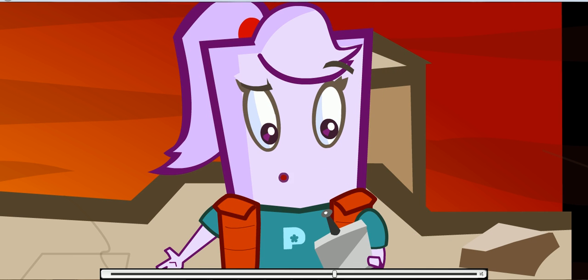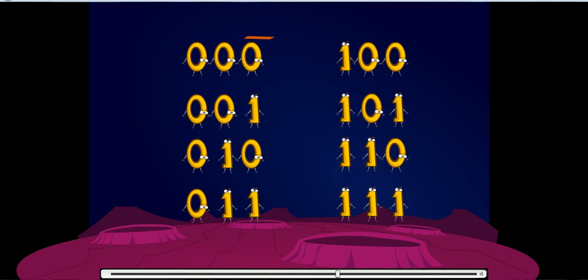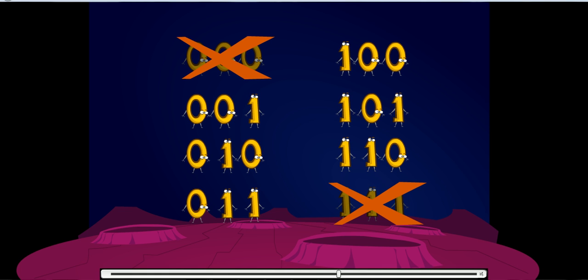Nuh-uh. You can't have all ones because that's the broadcast address. And you can't have all zeros because that's the subnet address. So that gets rid of 2 possible subnet addresses. You'd have to use 4 bits for 7 or 8 subnetworks.